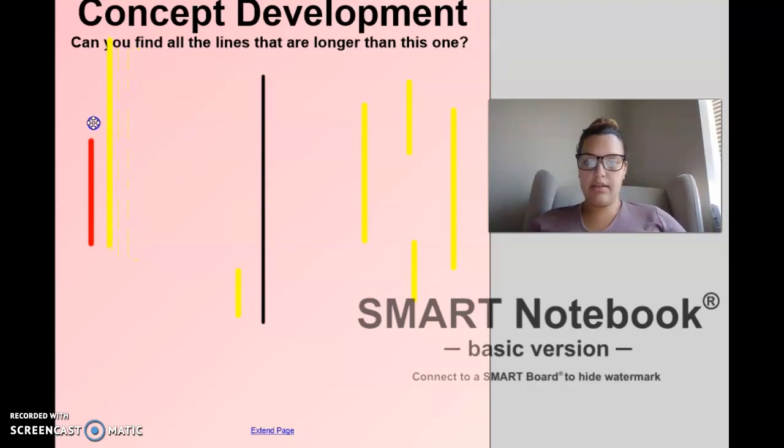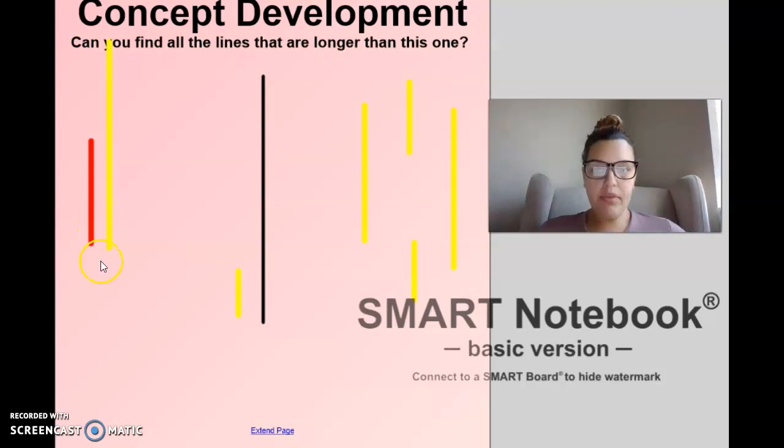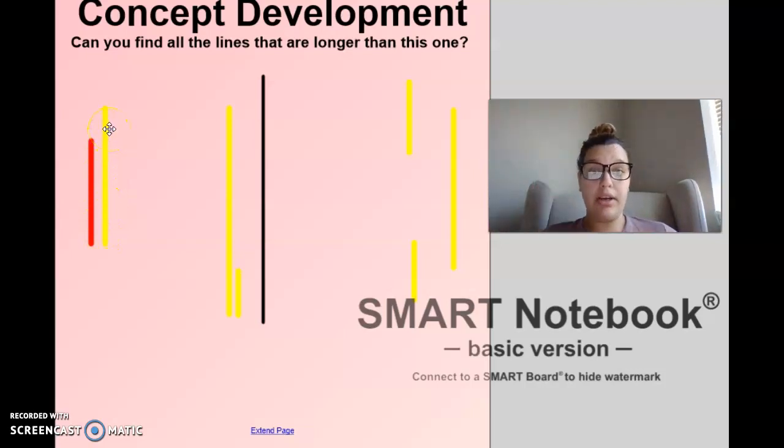Here's for our next one. Is the yellow line longer than the red line? No, the red line is shorter than the yellow line. The yellow line is longer. Look at how tall that is. See, we've got another one. Is the red line shorter or longer than the yellow line? The yellow line is longer or taller.